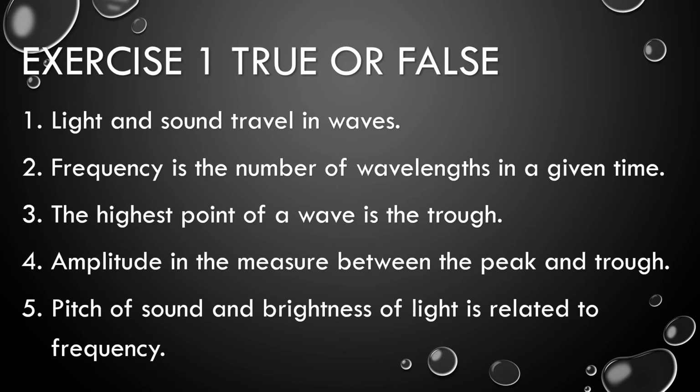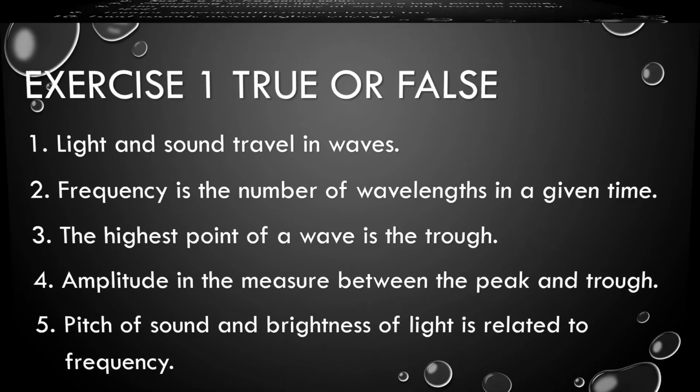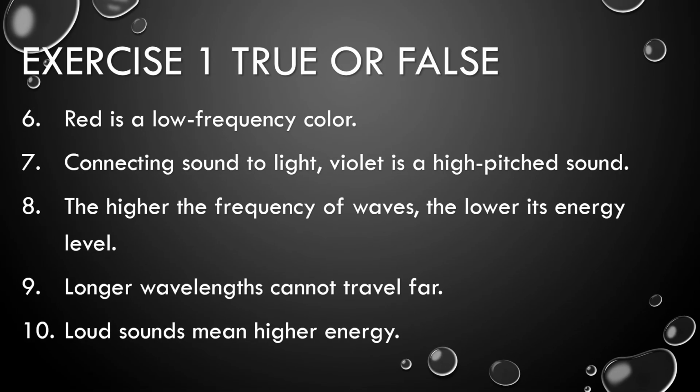Number 2. Frequency is the number of wavelengths in a given time. Number 3. The highest point of a wave is the trough. Number 4. Amplitude is the measure between the peak and the trough. Number 5. Pitch of sound and brightness of light is related to frequency. Number 6. Red is a low frequency color.